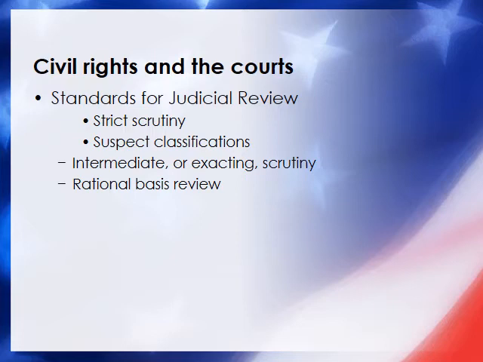Anytime a law is based on suspect classifications, it's going to get strict scrutiny. So, for example, a law that discriminates based on race, national origin, or religion, the federal courts are going to take a very hard look at this and determine whether or not it meets this high standard. Intermediate scrutiny would be an area where there is a degree of a suspect classification. And this, in many cases, is gender.